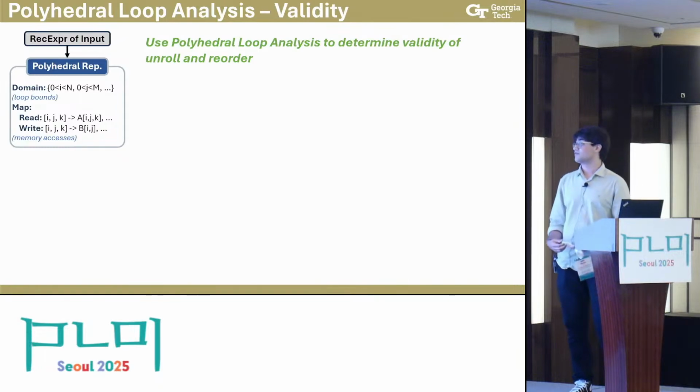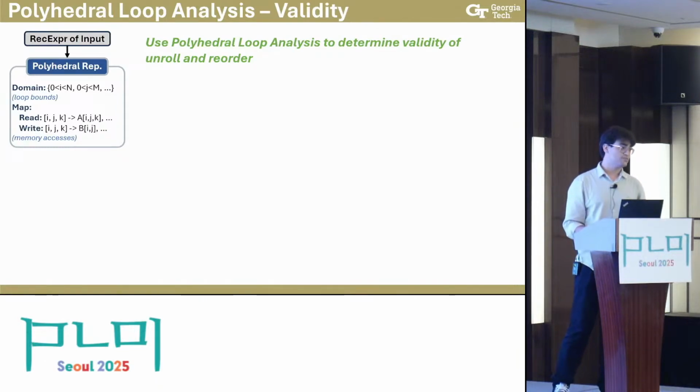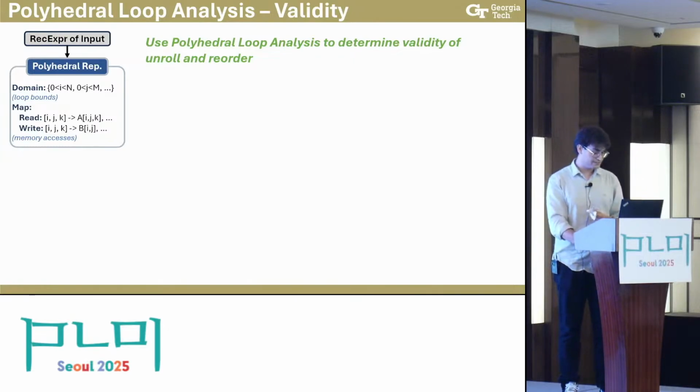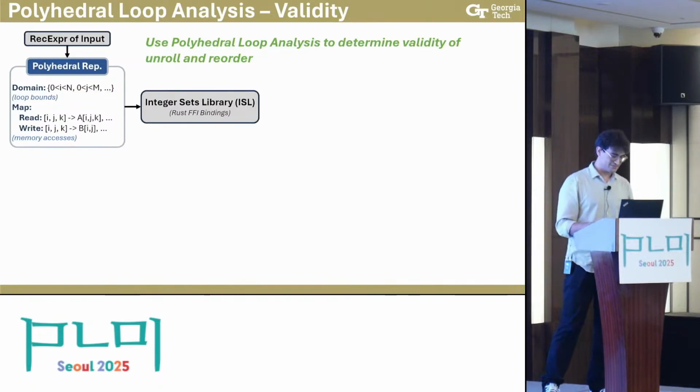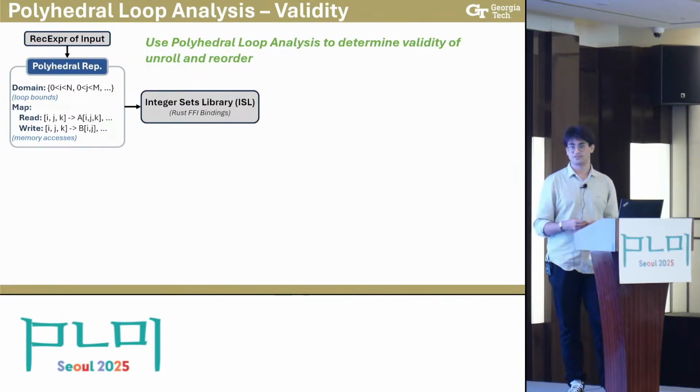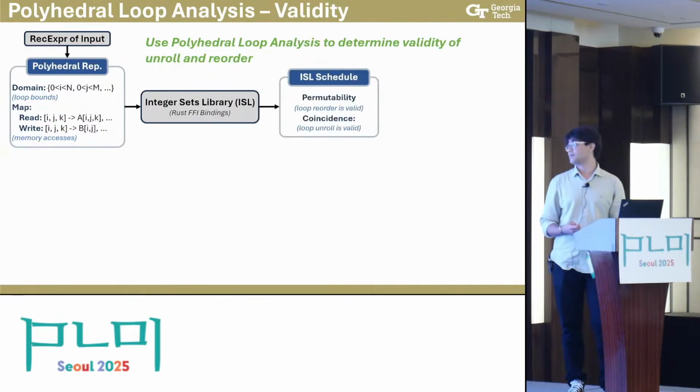So let's get into the first step, which is how we're going to use polyhedral loop analysis to determine the validity of our unroll and reorder rewrites. There are many libraries that can do polyhedral loop analysis for you. We use the Integer Set Library because it's kind of agnostic of the input language your loops are represented in. And they have an object and a method called the ISL schedule.